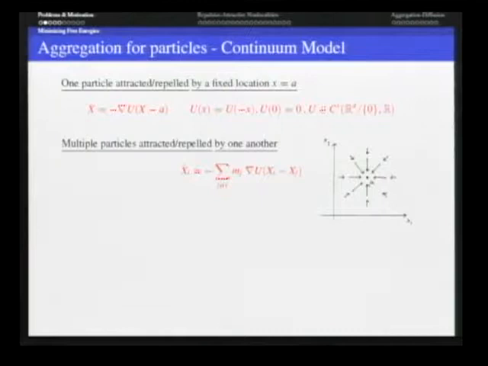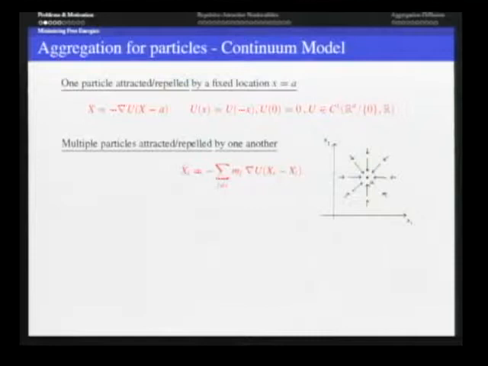And then if you assume that you have m particles interacting through that potential, in the first order model, so when you assume that the velocity is adjusted instantaneously to the interaction between these particles, you can write this kind of ODE system for the evolution of these m particles, okay?